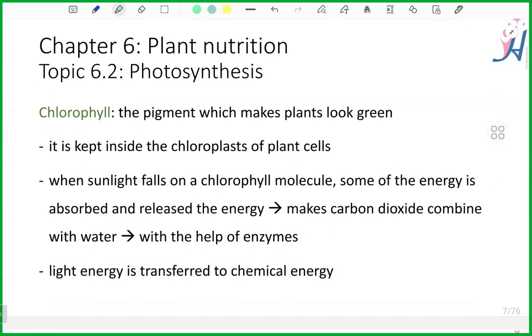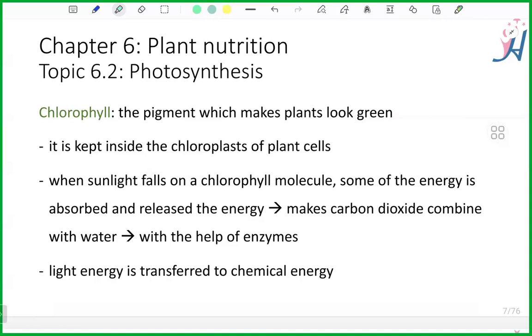And besides light, another important component that needs to be available is the chlorophyll, which is present in the chloroplast. It is the pigment that gives the green color to the plant and makes it look green, right? It is inside the chloroplast of the plant cell.